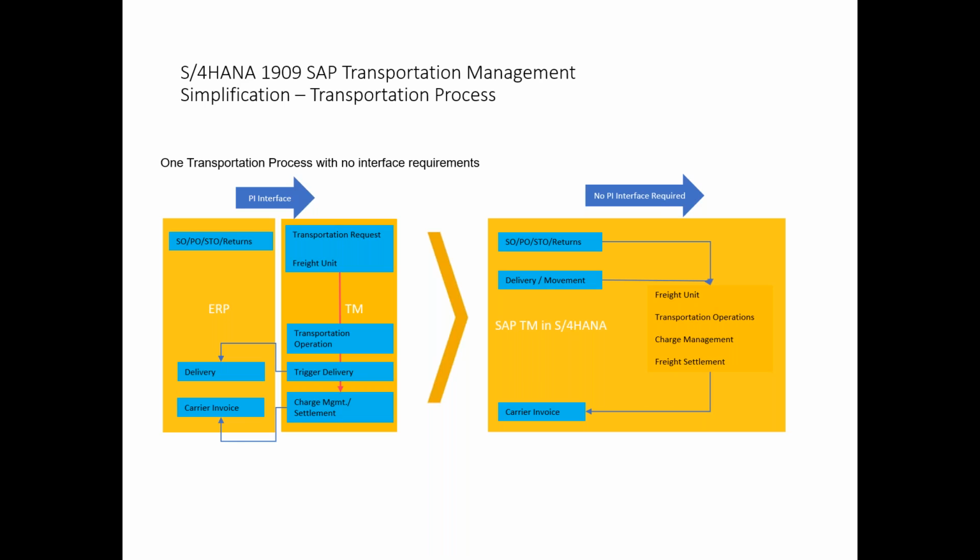Earlier we used to have this PI interface for that, but now it is no longer required. It directly creates freight units as soon as your sales order or outbound delivery gets created in the system. Okay, I understand that, but how does the communication go? It's through QRFCs basically now. Sorry, which did you say?